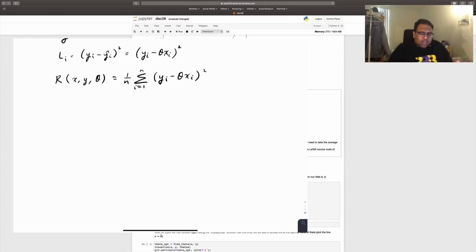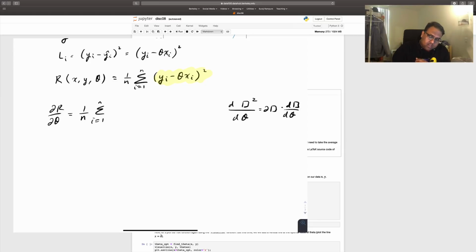Okay, and how do we find minimizers? Well, we take the derivative, or partial derivative in this case, with respect to theta, set it equal to 0, and solve. Okay, so let's do exactly that. So the partial derivative of our risk with respect to theta is still going to be 1 over n times this sum. Now we just need to find what the derivative of this thing is with respect to theta. Well, the derivative of box squared with respect to theta will just be 2 box times the derivative of box with respect to theta. Okay, just by using the chain rule.